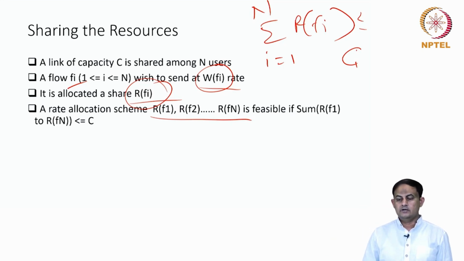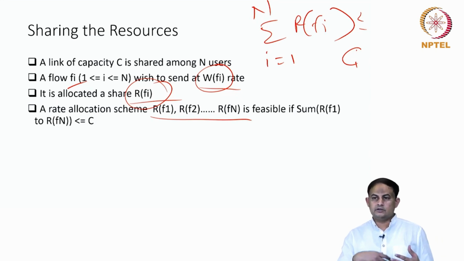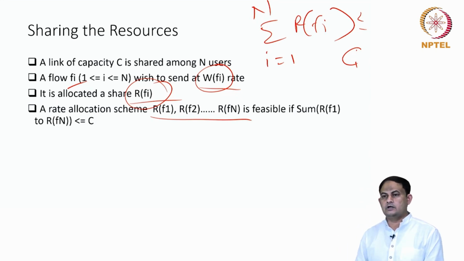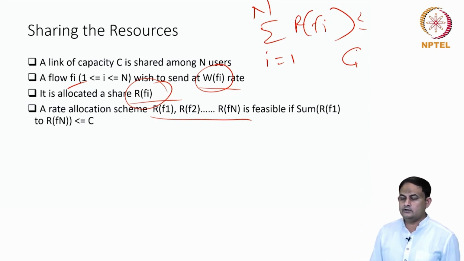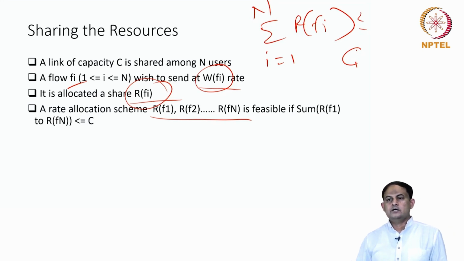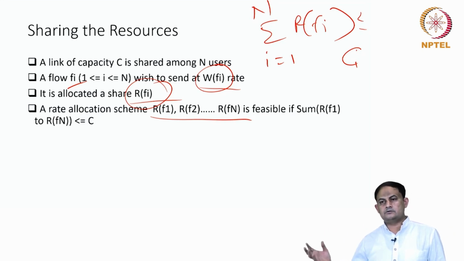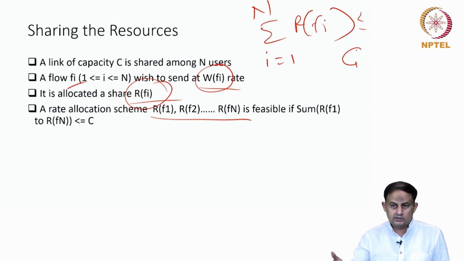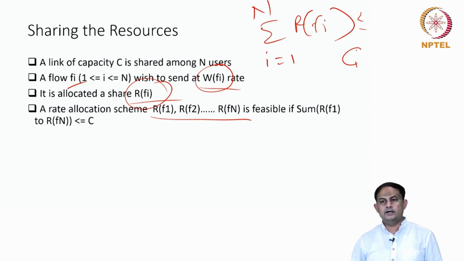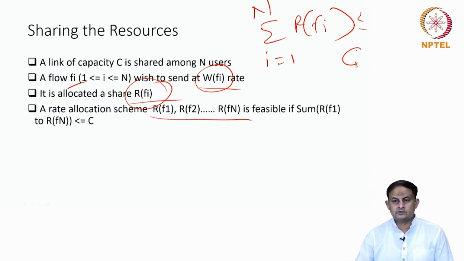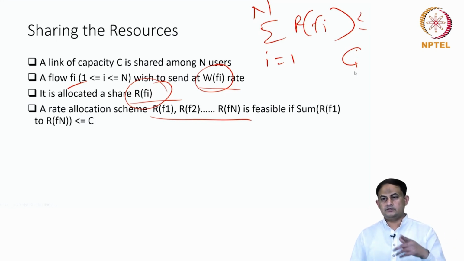So, it is obvious that no single user's R of Fi, no single allocation, is exceeding the capacity C. If the sum of the allocations is bounded by this capacity C, then the individual user transmission is also bounded by the capacity C. So, now the scheduler has to come up with this kind of allocation.